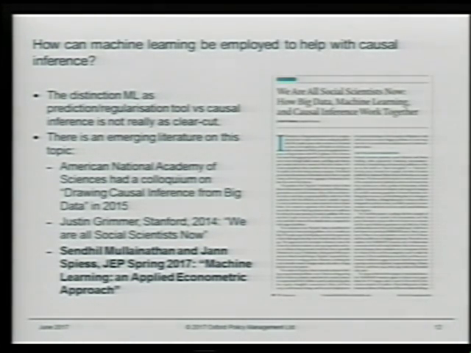I want to emphasize this article that just came out in the Journal of Economic Perspectives in spring 2017, called Machine Learning and Applied Econometrics. It summarizes quite well what I'm going to be talking about now. So if anyone is interested in this, please have a look at it. I think it's a very good review article on this topic.